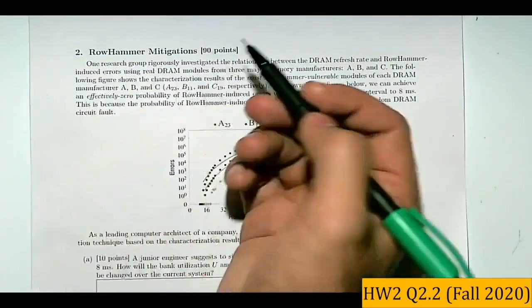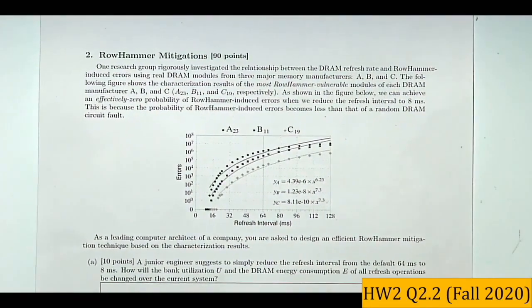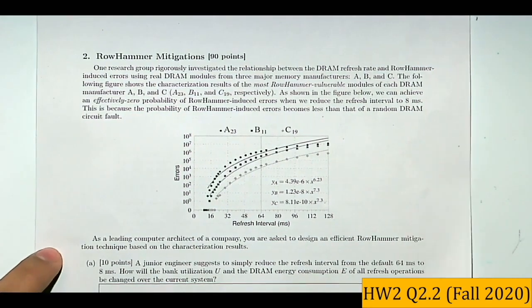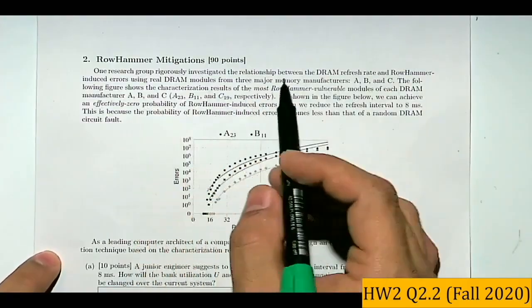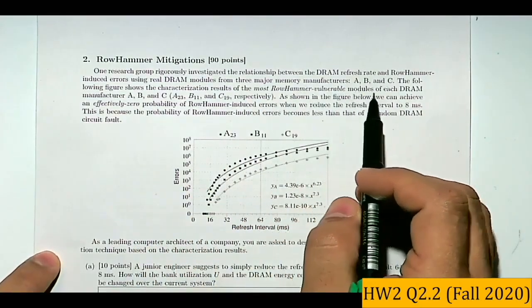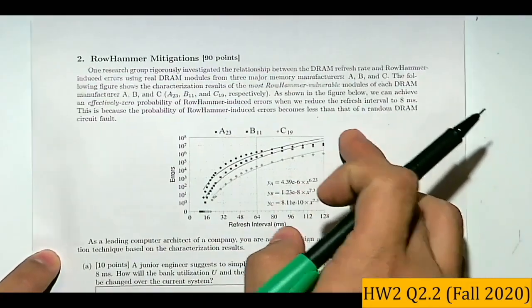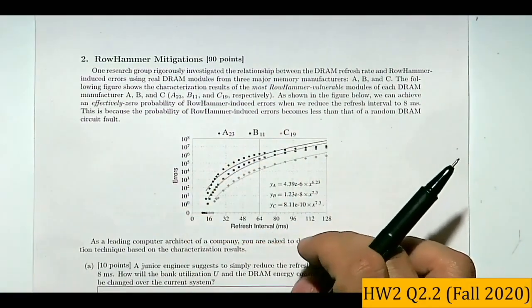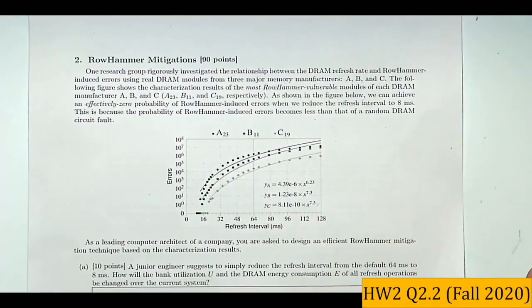So one researcher rigorously investigated the relationship between the DRAM refresh rate and RowHammer induced errors using real DRAM modules from 3 major memory manufacturers, and they used the most RowHammer vulnerable modules in each DRAM manufacturer. So this graph is the worst case scenario. So, a very conservative manner.